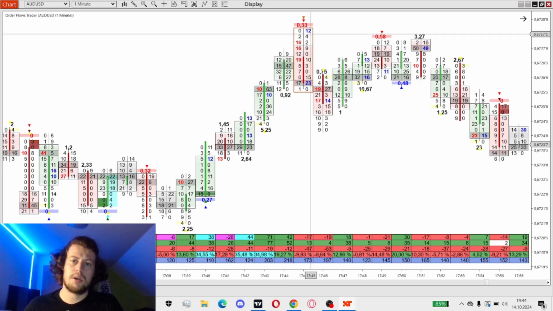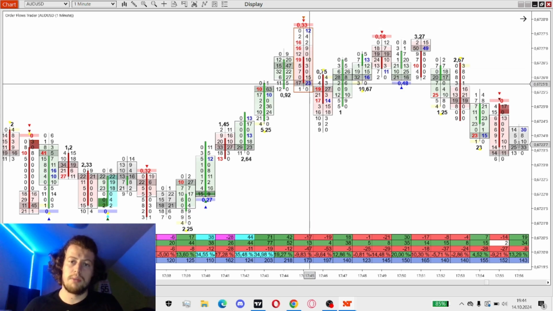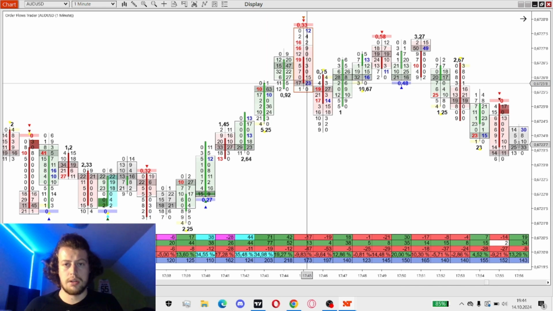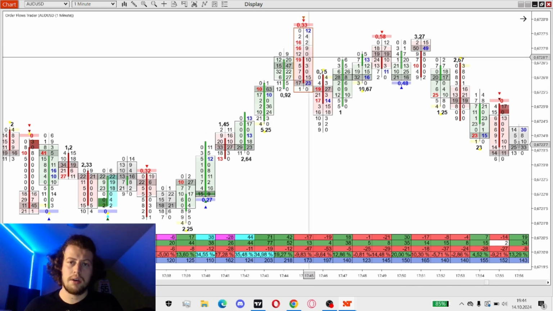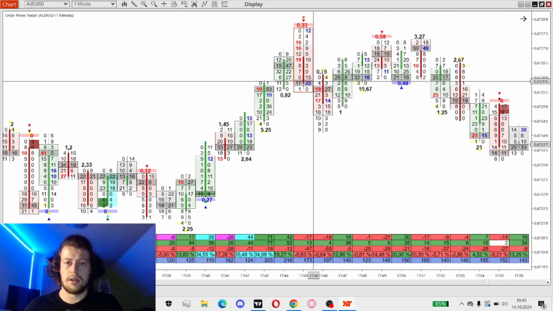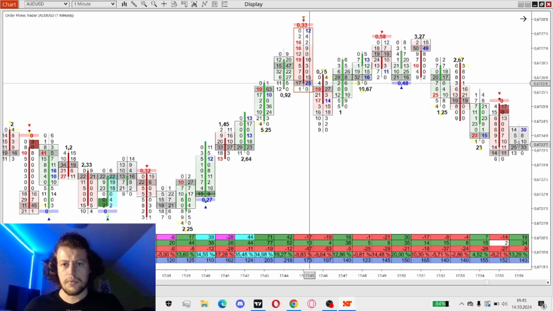So what you can also see is these blue numbers. These are also imbalances, but these are buyers, and these are trapped buyers, because they are buying, or yes, they can buy, or these are sell limits. I think it's sell limit.